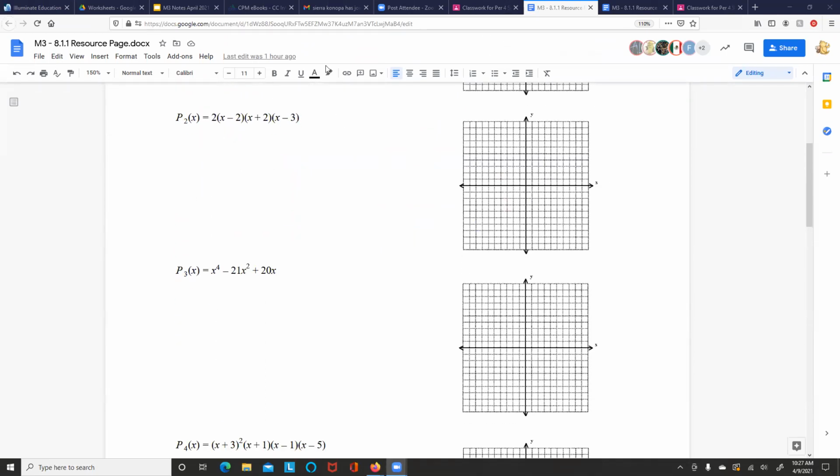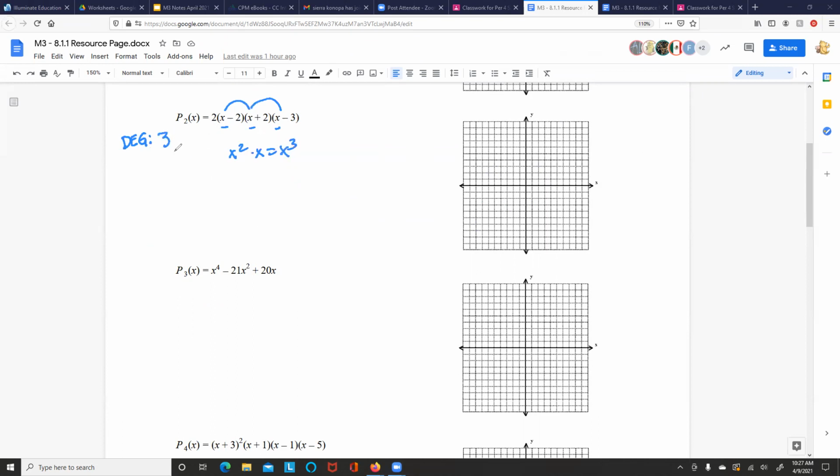Okay. So degree. Let's determine the degree. What is the degree of this one? How many x's are there? You just have to count this one. There's 1, 2, 3 x's, right? X times x is x squared, and then that times the other one is going to be x cubed. So the degree is 3.